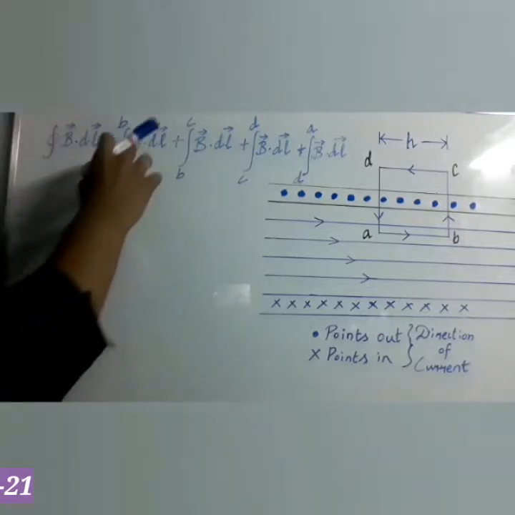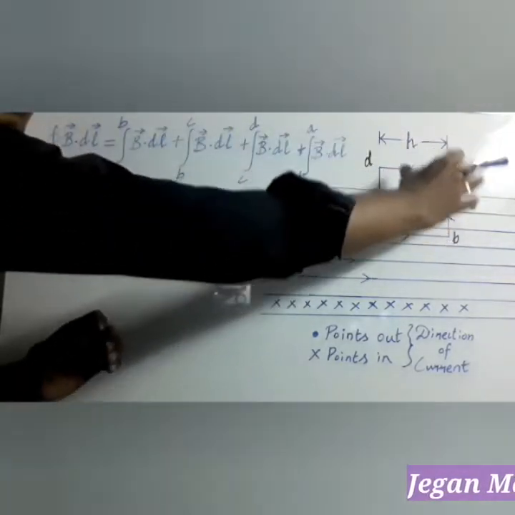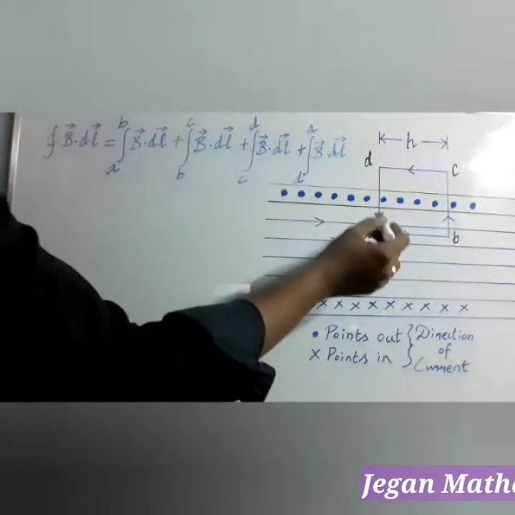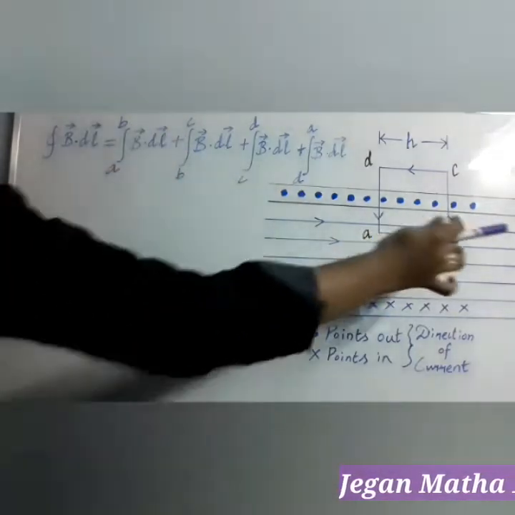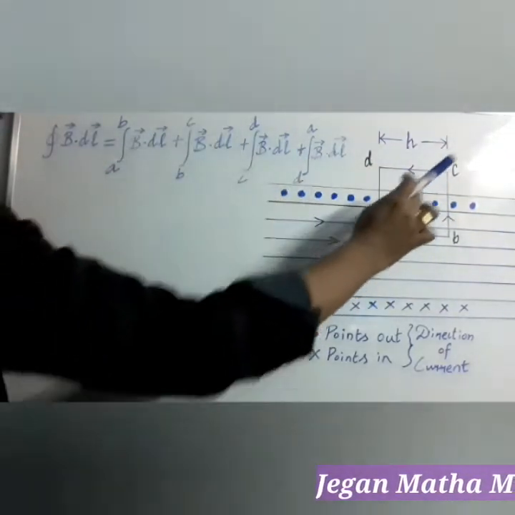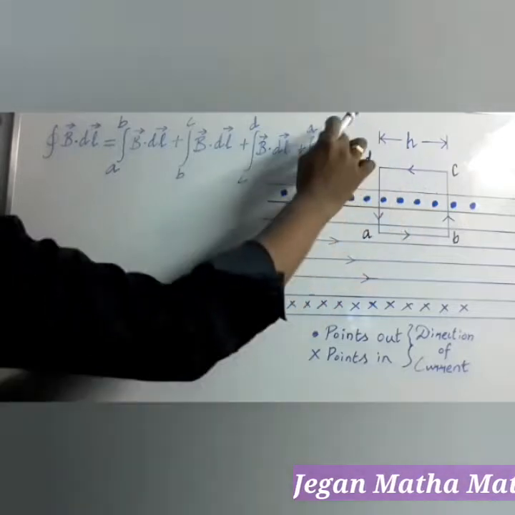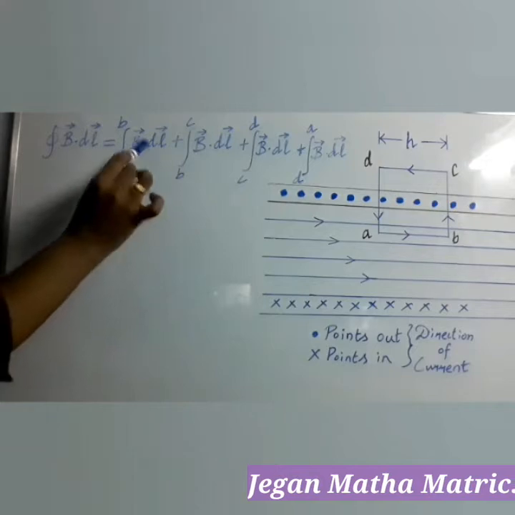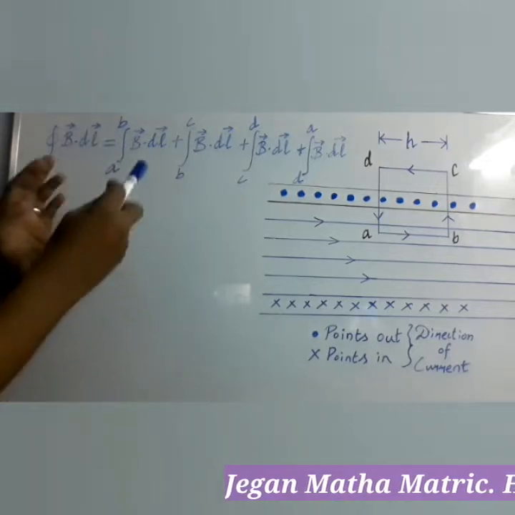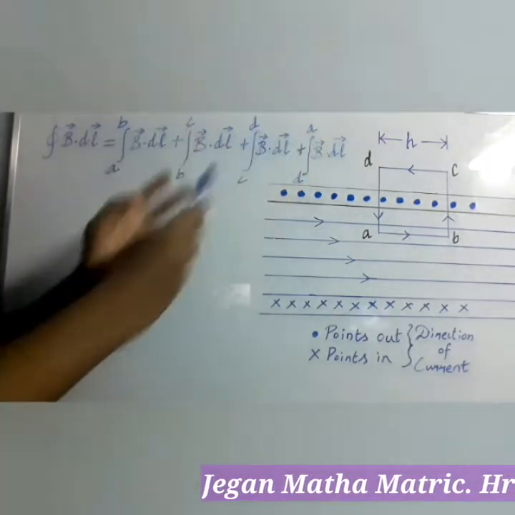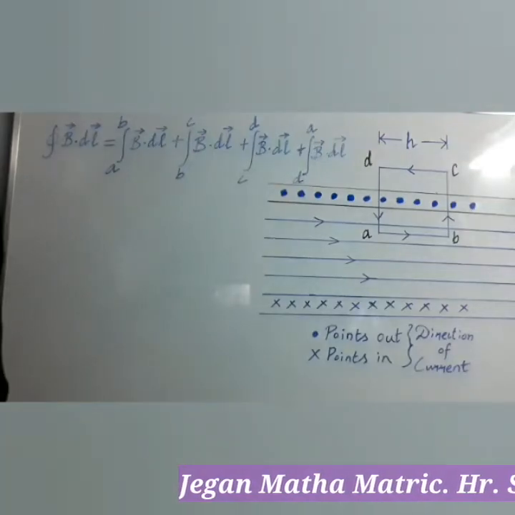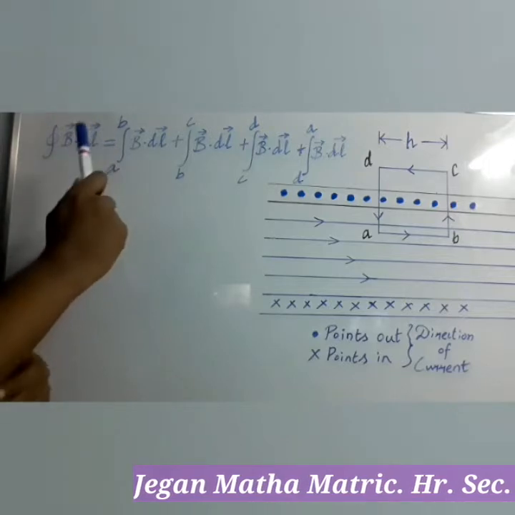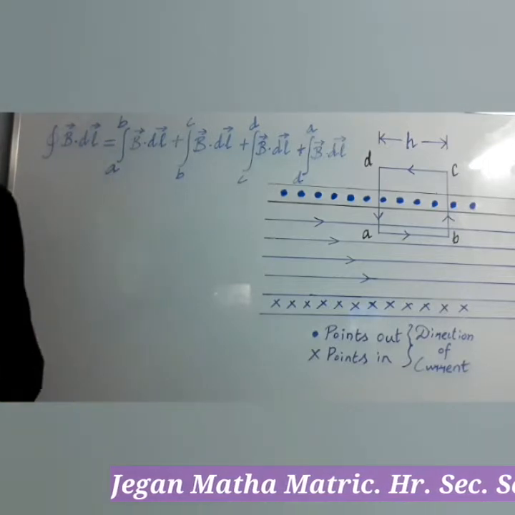Since the closed loop has 4 length elements, on the right side I have written the sum of 4 integrals. The first is for the length element A to B, the second integral is for B to C, the third is for C to D, and the last integral is for D to A. Now we are going to find the value of each integral on the right hand side, and then they can be added. First I am going to take the integral of the length element B to C.